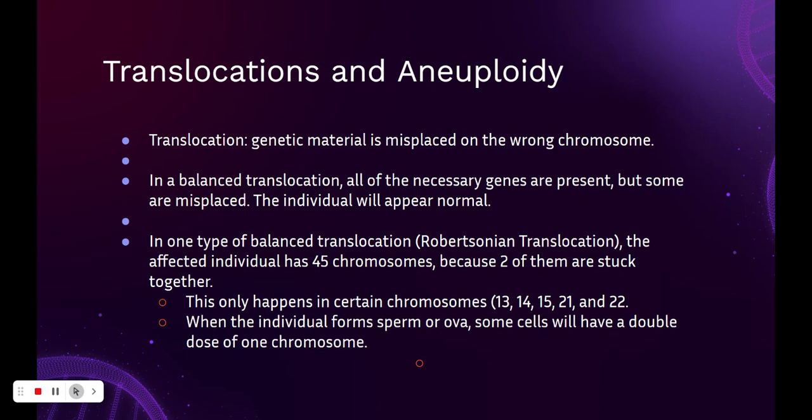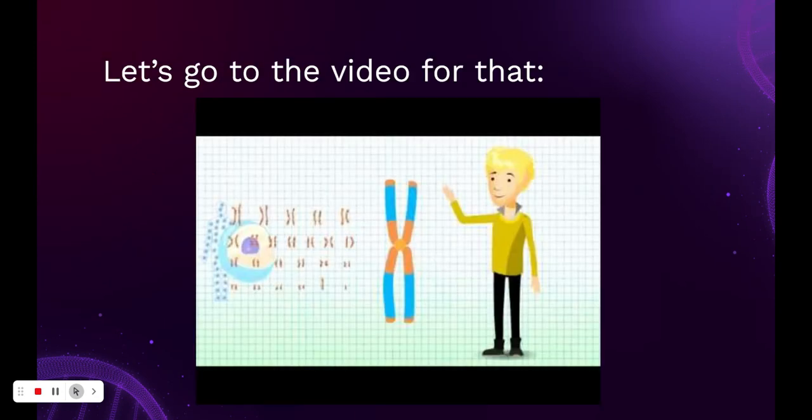Let's say 14 and 21 are stuck together in one pair, and in the other pair, 14 and 21 are standalone chromosomes. What will happen is they will get a double dose of either 14 or 21. I know that sounds confusing. I don't know how to make it not confusing except to play this video.